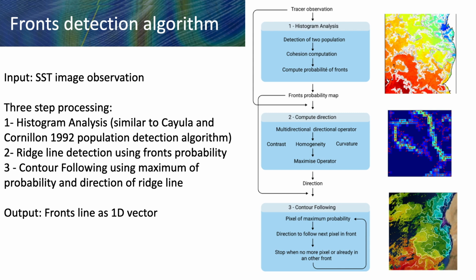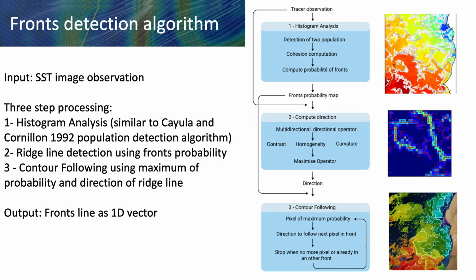It consists of detecting populations and looking at the correlation of each population. Using several windows of different sizes, we can compute maps of probability of having a front. From this map and the SST image, one can perform ridgeline detection and retrieve the direction using a multidirectional operator. It uses the contrast, curvature, and homogeneity as parameters.